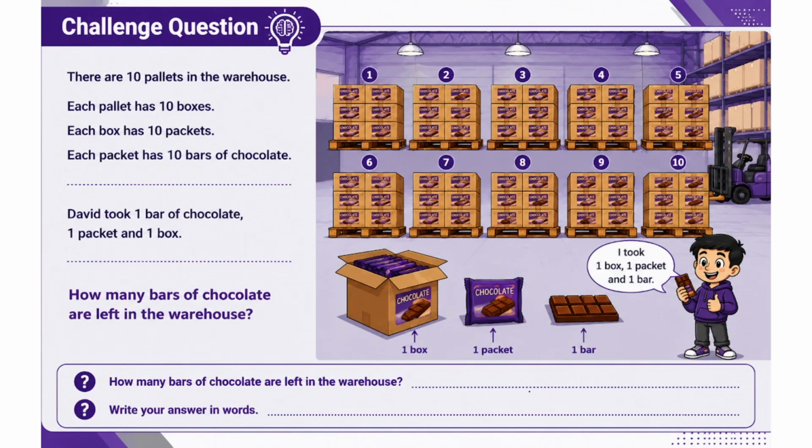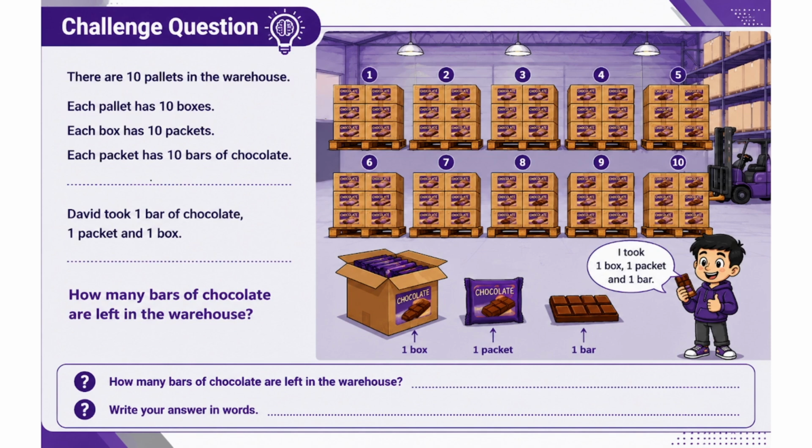Let's look at the challenge question. There are 10 pallets in the warehouse. Each pallet has 10 boxes. Each box has 10 packets, and each packet has 10 bars of chocolate. David took 1 bar of chocolate, 1 packet, and 1 box. How many bars of chocolate are left in the warehouse?